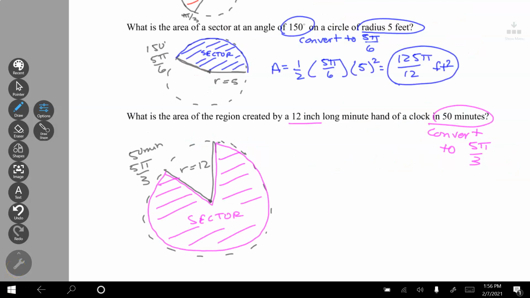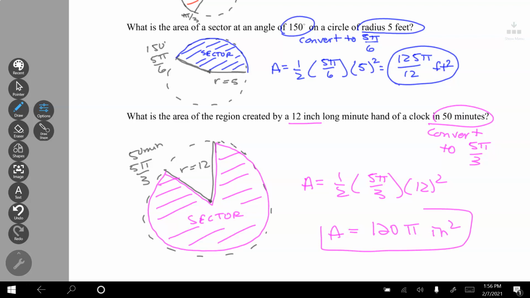So again, going back to the same problem with the clock, I already converted to 5 pi over 3 for my theta. So my area is going to be 1/2 times 5 pi over 3 times 12 squared. And I do all the arithmetic. I get 120 pi square inches is the area of that pink sector.